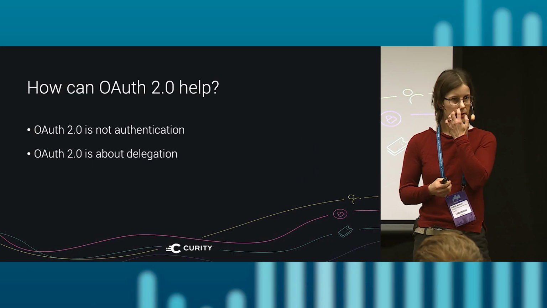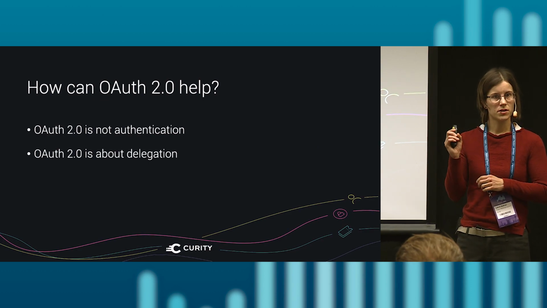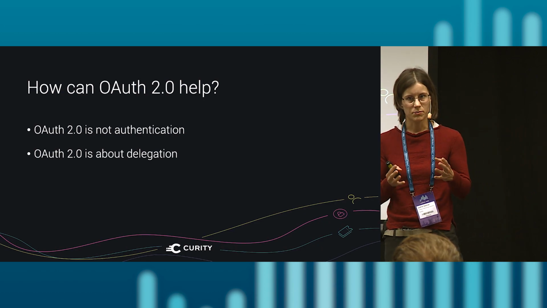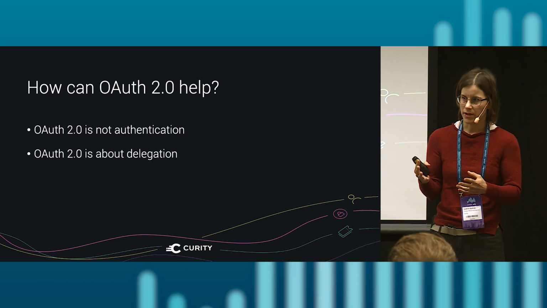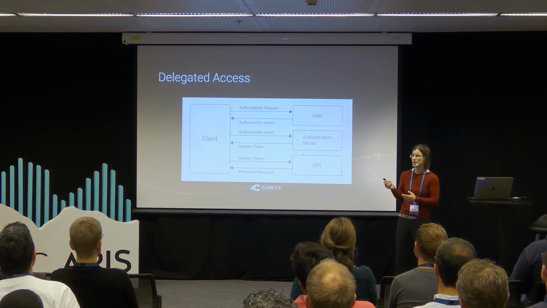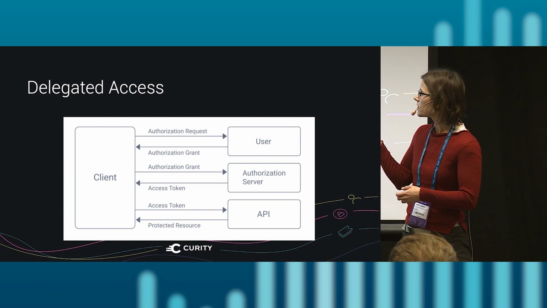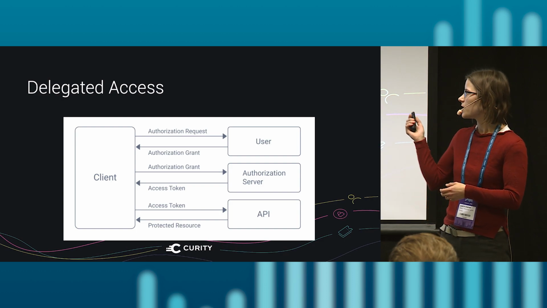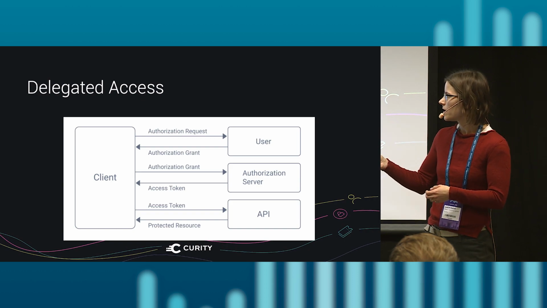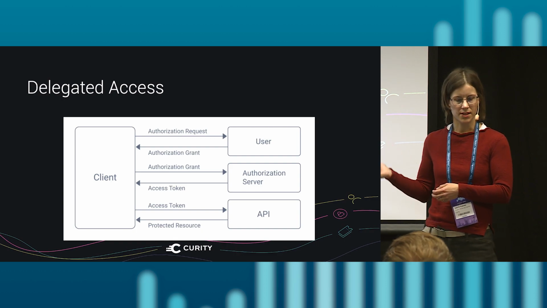How can OAuth help? Well, OAuth is a standard. OAuth is not authentication, though. OAuth is about delegation. However, that is exactly what you want for your APIs, because delegation means that you don't authenticate the user directly, but access gets delegated. So I want to show you briefly how OAuth works. First, the client requests an authorization grant from the user. It then exchanges this authorization grant for an access token at the authorization server, and then it uses the access token in its calls to the API to get access to the precious data.